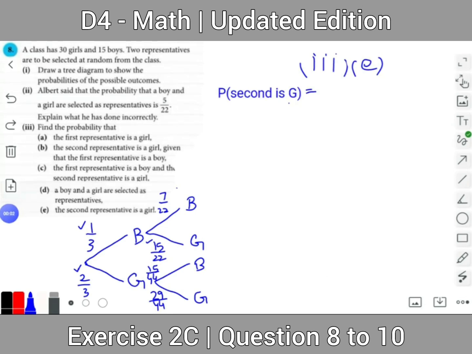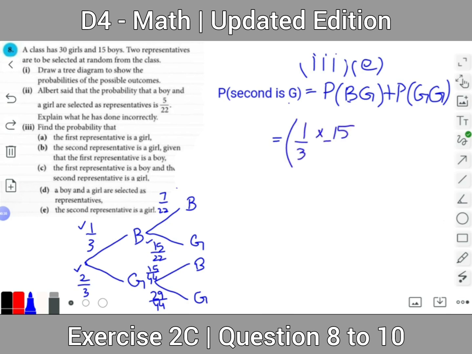Now in part E, we have to find the probability that the second representative is a girl. So in this case, we have two probabilities: if the first is boy and the second is girl, plus if the first is girl and the second is also a girl. So here we will apply the multiplication law of probabilities. So from the tree diagram, the probability if the first is boy, we have 1 over 3, and if the second is girl, we have 15 over 22. Now plus the probability if the first is girl, then we have 2 over 3, and the second is girl, then we have 29 over 44.